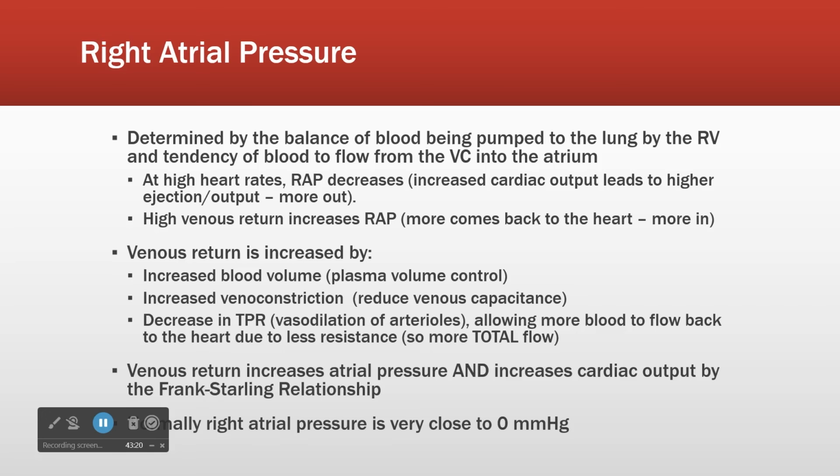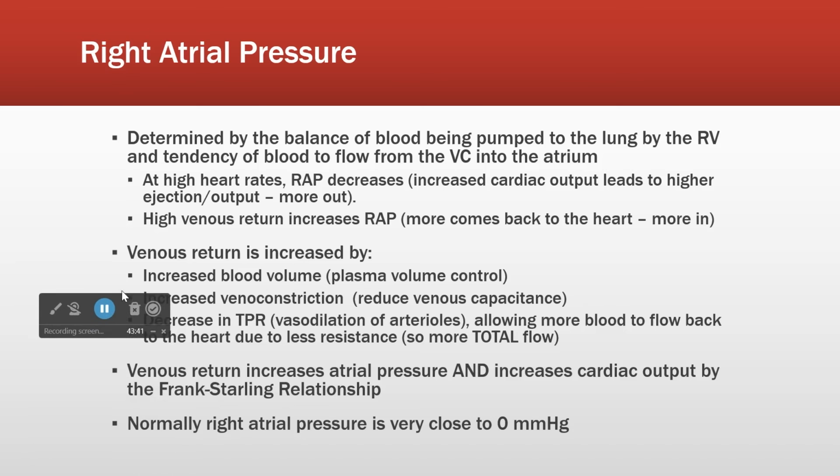See? So the Frank-Starling relationship helps the heart to balance venous return with cardiac output. Essentially, the Frank-Starling relationship says as venous return goes up, cardiac output goes up significantly, right? So it helps to keep us out of heart failure. Normally the right atrial pressure should be very close to 0. 1, 2, 3 is fine. 4, 5, 6, you're starting to get elevated right atrial pressure and the potential problems that come with that.